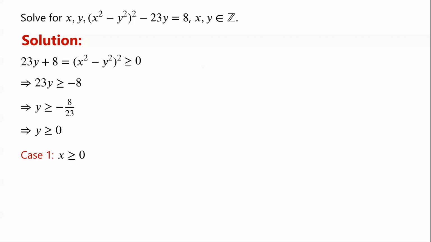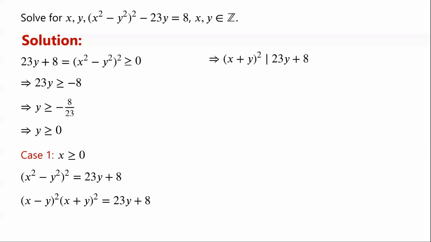The equation can be written as (x² − y²)² = 23y + 8. As x² − y² is equal to (x − y)(x + y), the equation can be written as (x − y)²(x + y)² = 23y + 8. This implies that (x + y)² must divide 23y + 8. Therefore, (x + y)² must be less than or equal to 23y + 8.